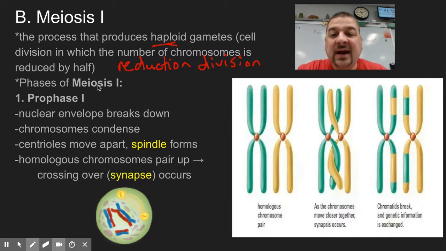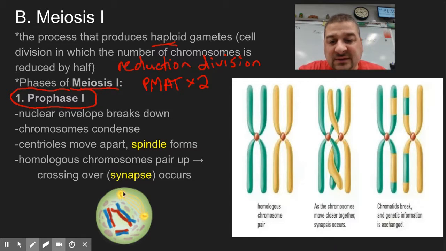Okay, the phases, we actually go through two divisions. So you'll see PMAT, prophase, metaphase, anaphase, telophase, you'll actually see twice. Now if you remember from our lab, prophase is actually the longest stage. Prophase 1 is going to be one of the longer stages in meiosis. The first division we call Meiosis One. In prophase 1, same as mitosis, you can see down here the nuclear membrane breaks down, the chromatin condenses into chromosomes. We begin to see the centrioles and these spindle fibers forming.